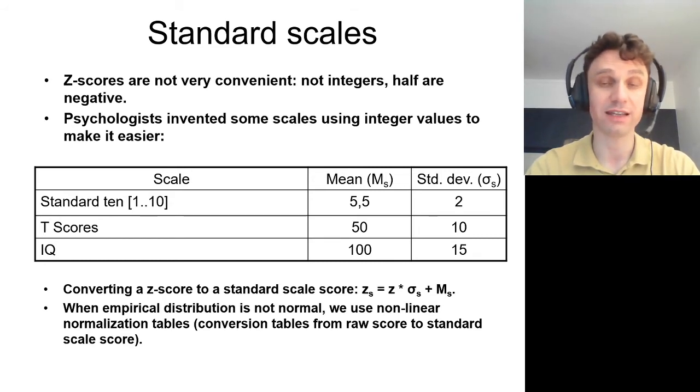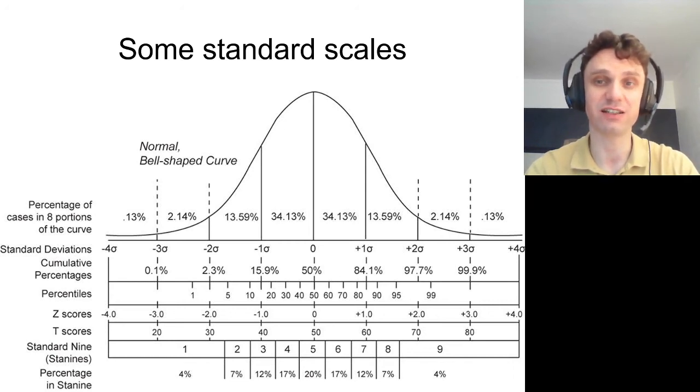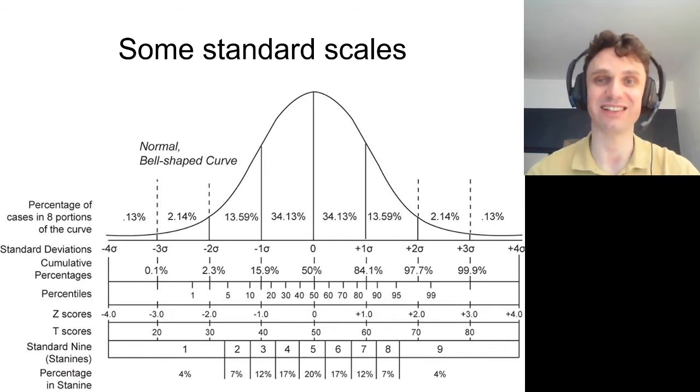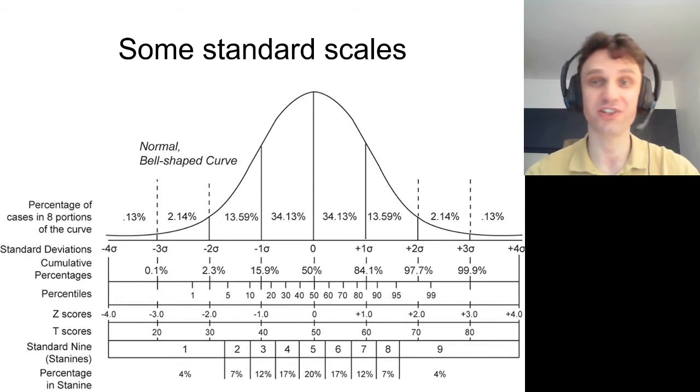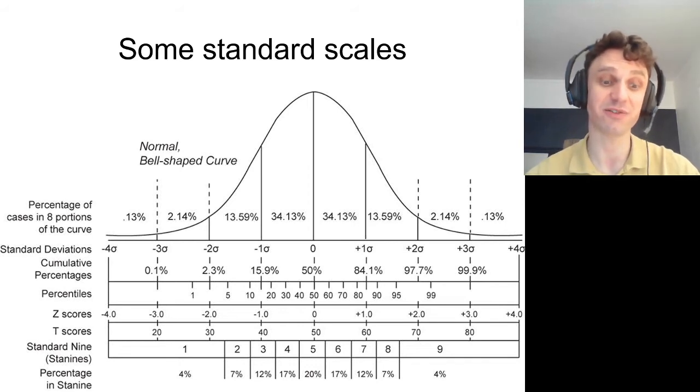And in different test manuals, you can find different conversion procedures, sometimes nonlinear. But in fact, what is important is that all of these scales are basically different ways to put numbers under the horizontal axis on this distribution. Your distribution does not really change, and when you make those conversions, you may lose some information. You may lose some precision.